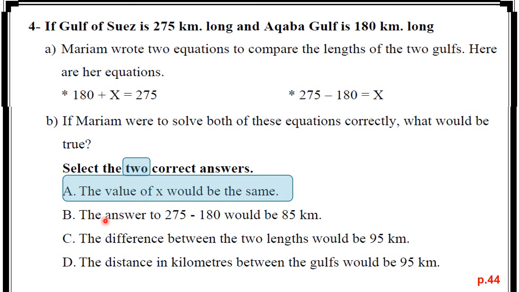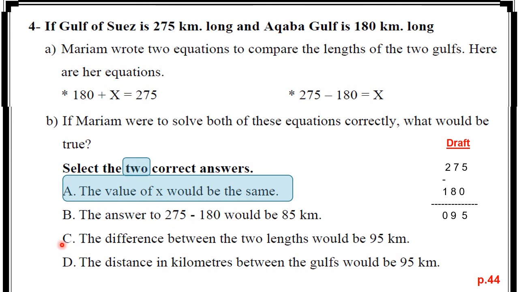In letter B, the answer to 275 minus 180 would be 85. Let's check the answer here. 275 minus 180. 5 minus 0 will be 5. 7 minus 8 can't be done. The 7 will borrow 1 from the 2, so the 2 will be 1 and the 7 will be 17. 17 minus 8 will be 9. And 1 minus 1 will be 0. So the answer will be 95, not 85. So 85 is a wrong answer.